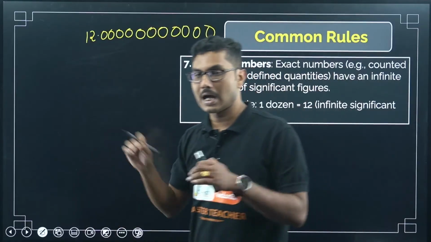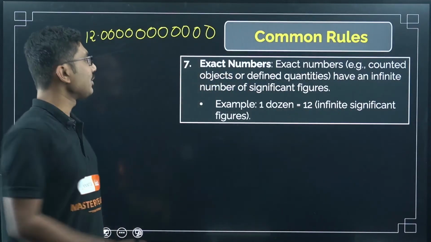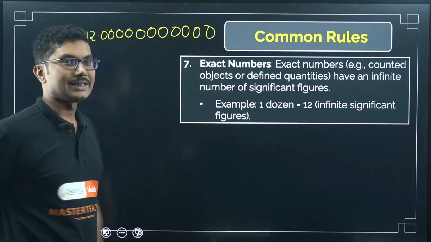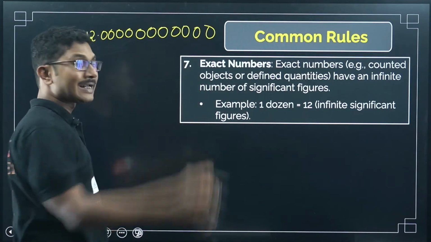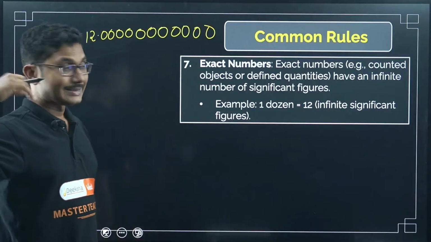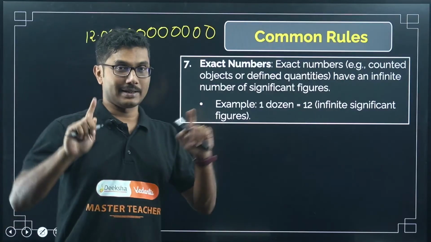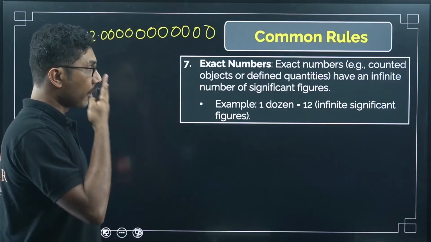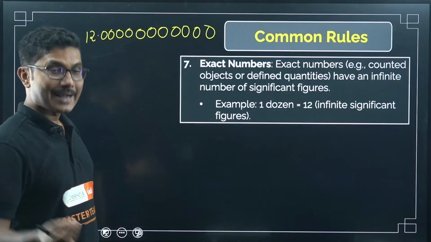Exact numbers have infinite significant figures because, as I said, after the decimal all the zeros are significant. So if it is an exact number, 12 for example, normally 12 is not an exact number, but 1 dozen is an exact number. 1 dozen, or if I say 1 ton, that is an exact number, right?